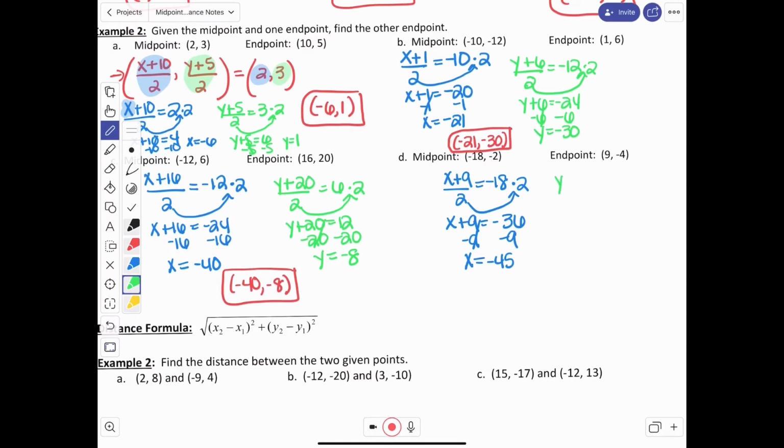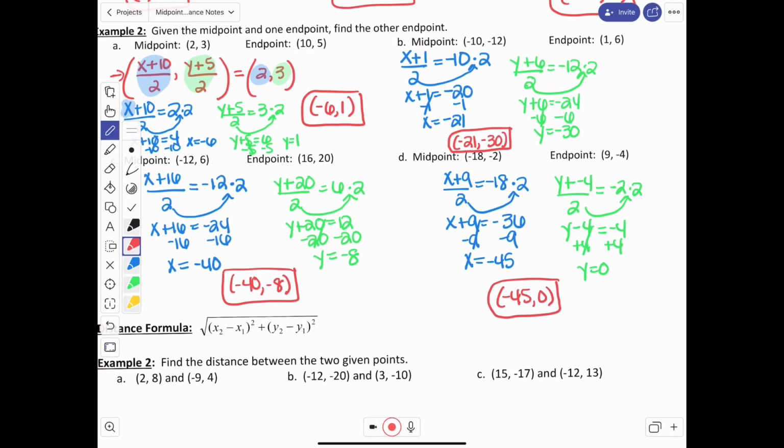And then I have y plus negative 4 divided by 2 equals negative 2. Multiply by 2. And I'm going to go ahead and write this as y minus 4, just so it's a little bit less confusing, because y plus negative 4 is the same thing as y minus 4 equals negative 4. If I add 4, I get y equals 0. So my coordinates are going to be negative 45, comma 0.